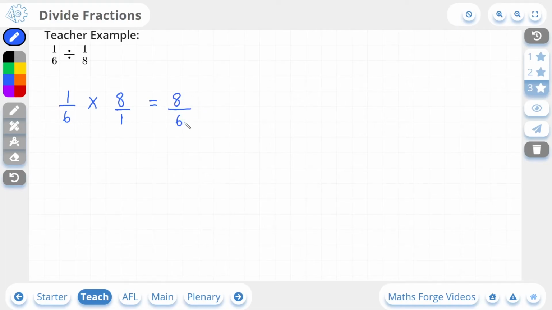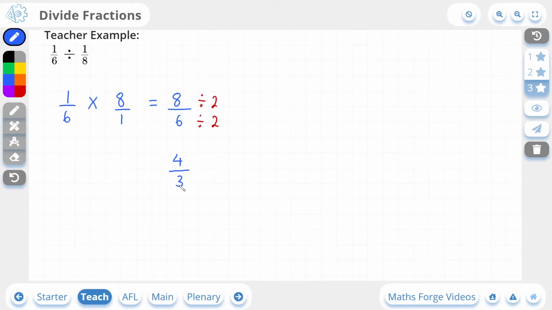And we have here an improper fraction. So you can change this into a mixed number, but I think I'm going to first simplify it. So I can see that I can divide the numerator by 2 and the denominator by 2. And this is going to simplify to give us 4 over 3. 8 divided by 2 is 4, 6 divided by 2 is 3.